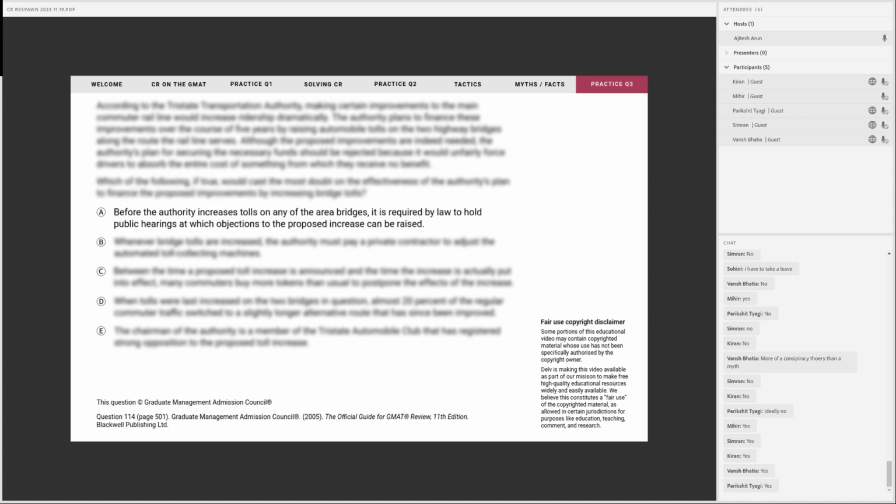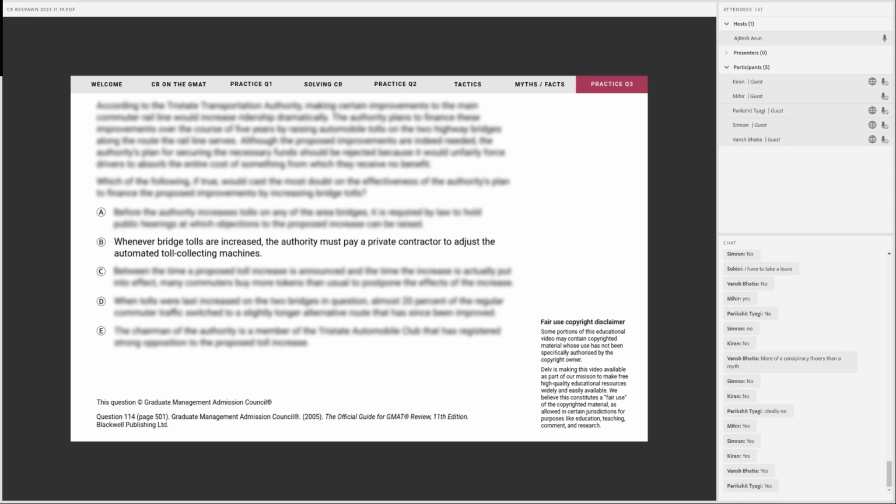Now, let's take a couple of these options out. A says, before the authority increases tolls, it is required by law to hold public hearings at which objections can be raised. Great. So objections can be raised. Maybe they are raised. Maybe they aren't raised. We don't know. And even if they are raised, do they affect the plan? We have no information about this. So the plan is still effective, as in the plan can still be a good plan, even if people object to it. So option A is not really affecting the effectiveness of the plan.